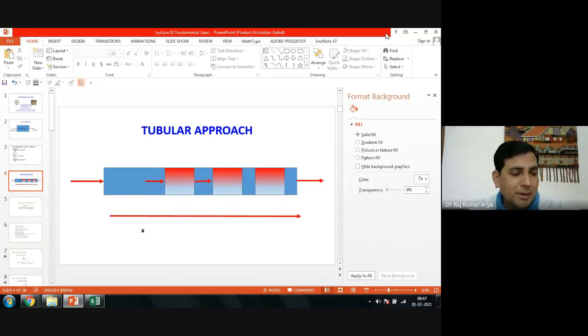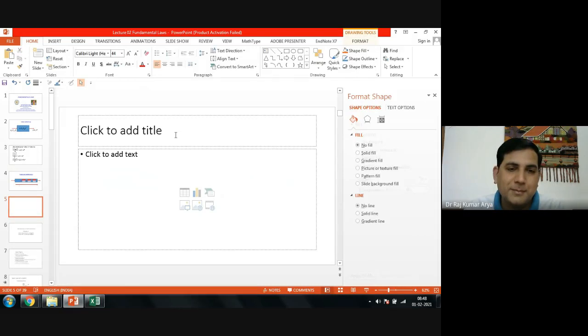Then one more approach is called a lumped approach. Can you differentiate between a lumped approach and a tubular approach? When do you say a lumped system? Anyone wants to say something?